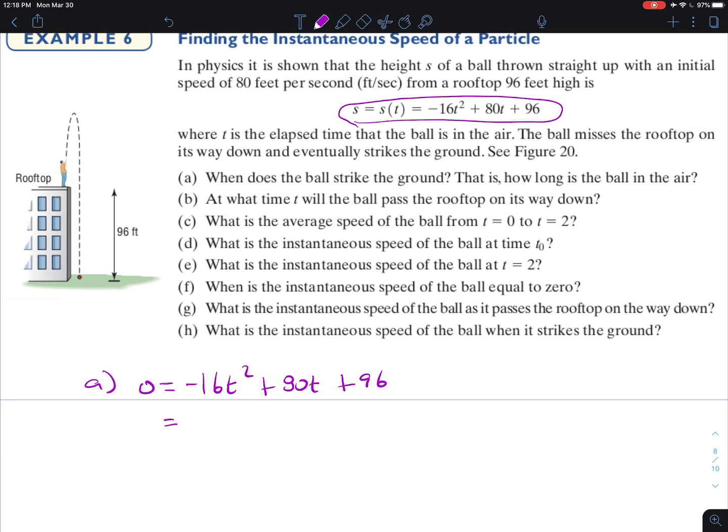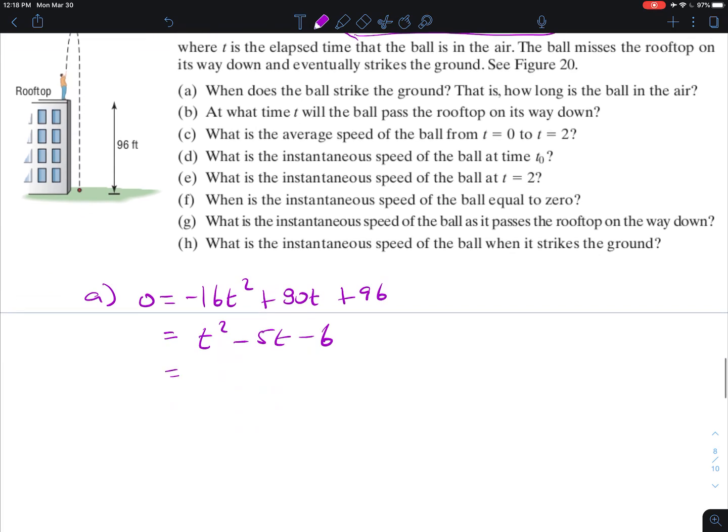And let's see, I can divide by a negative 16, which is great, so t squared minus 5t minus 6, which is factorable, t minus 6 and t plus 1. Therefore, t equals 6 and negative 1, but since we're talking about time, I have 6 seconds as my answer there for A. That would be how long it takes for the ball to hit the ground.